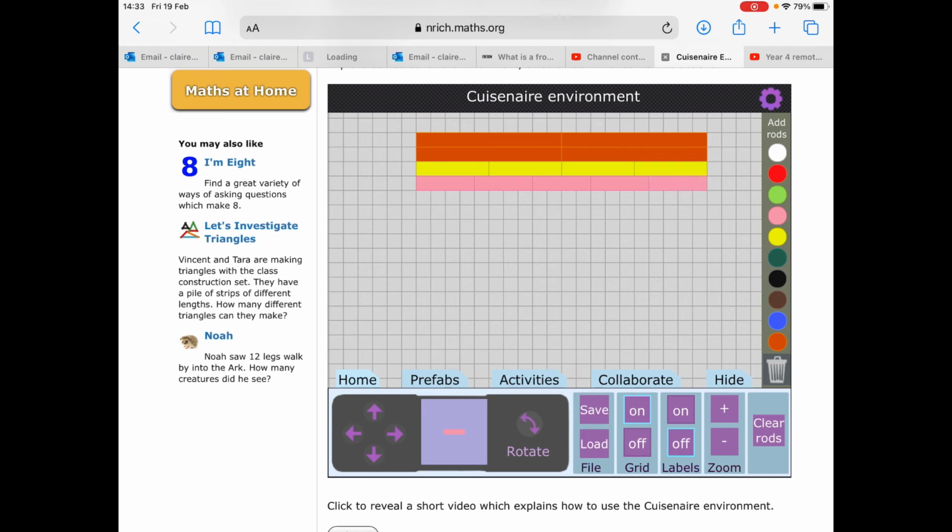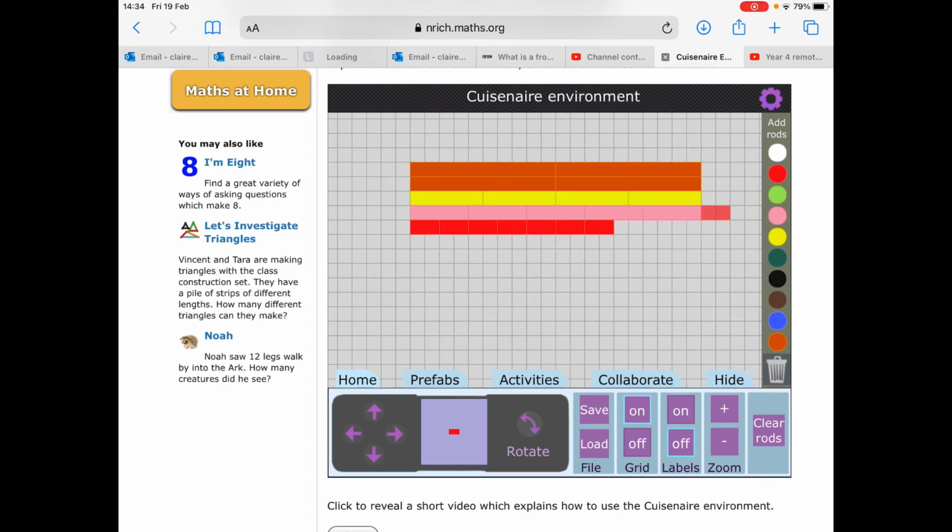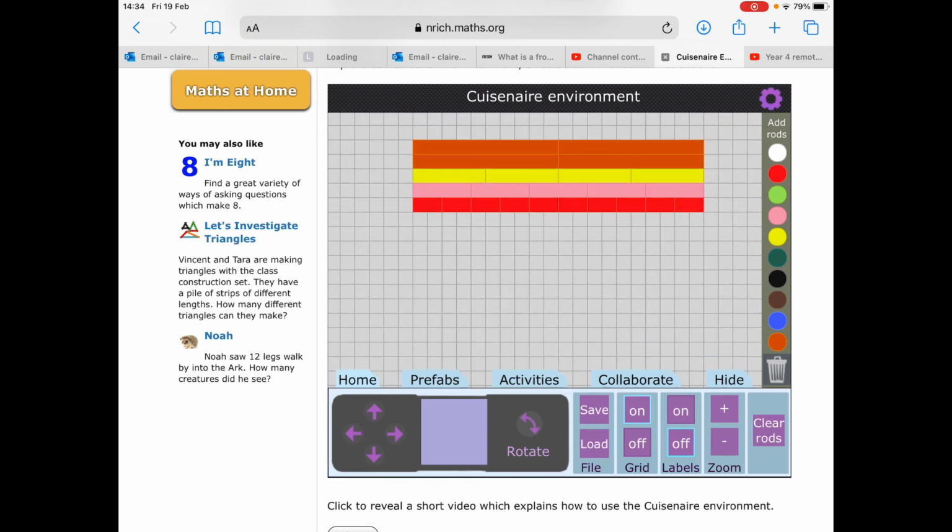Now, any other factors that I know are going to make 20? That's right. I know that 2 is going to be another factor. So let's get some 2s. 2, 4, 6, 8, 10, 12, 14, 16, 18, and 20. Now I've got one factor missing, so I'm going to leave you to see if you can work out what it is.